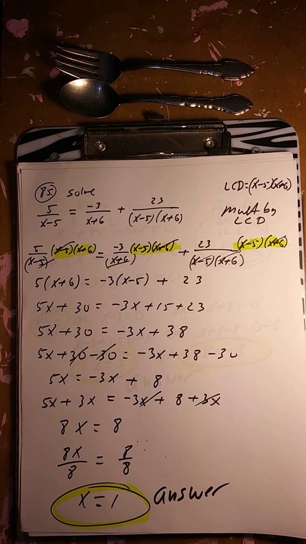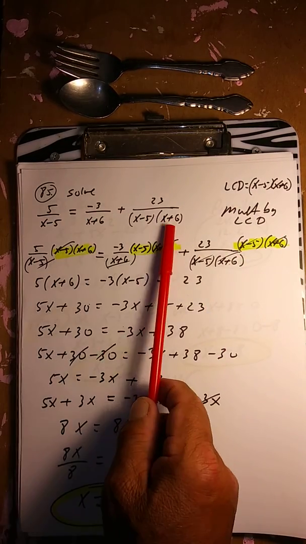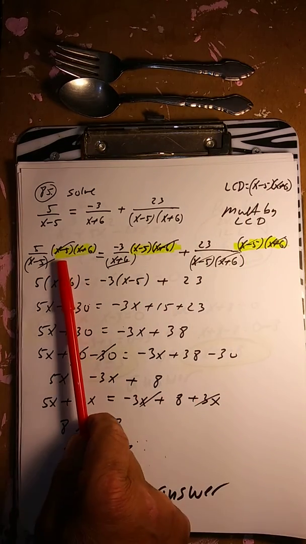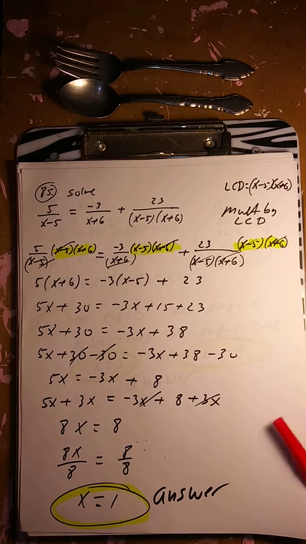Another one. LCD. It's going to be x minus 5 times x plus 6. The LCD for all these. Multiply everything by the LCD. This right here. x minus 5 times x plus 6, x minus 5 times x plus 6, x minus 5 times x plus 6. So let's see what happens.